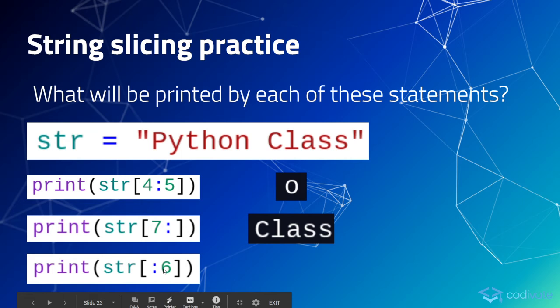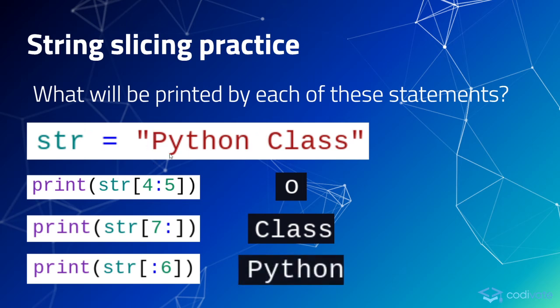And for this last one, we know that our end index would be 6 minus 1, which is 5, so let's do that. 0, 1, 2, 3, 4, 5. So our last letter is N, and we start at the beginning of the string, so we go from the beginning of the string to N, which gives us Python.